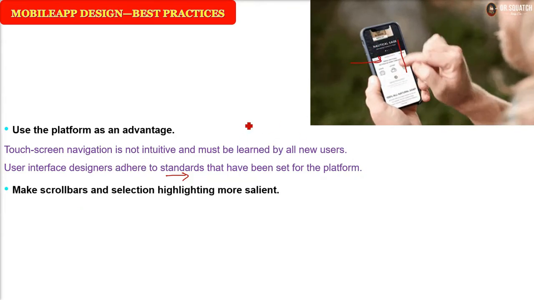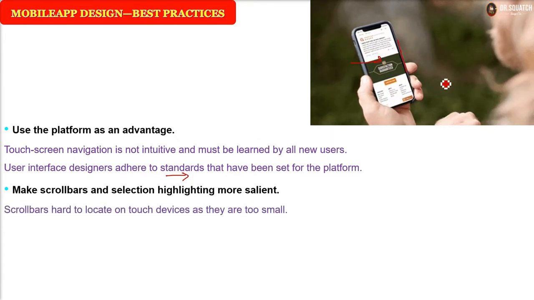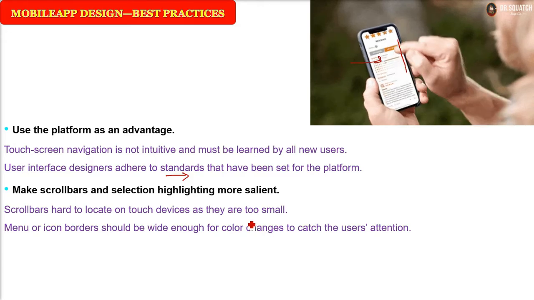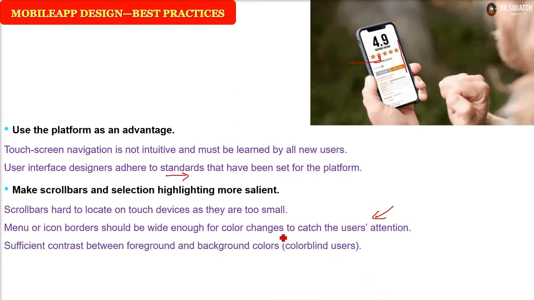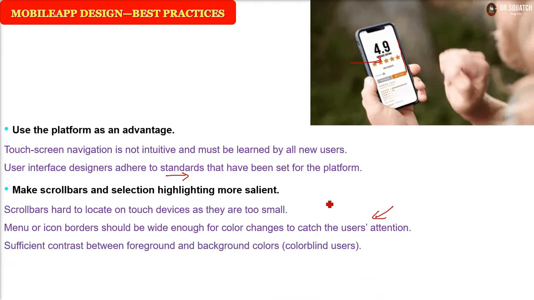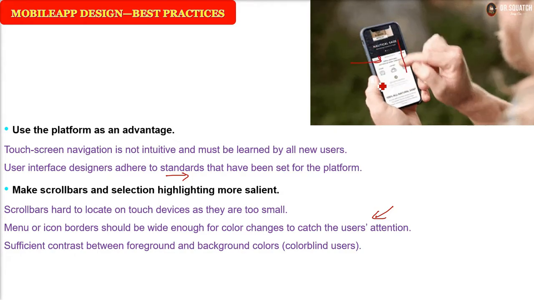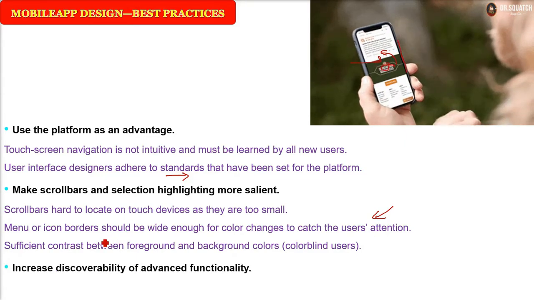Scroll bars are not meant for mobile use or the tablet. They are for your big screens. Scroll bars are very difficult to locate because on touch devices the screens are very small. Menu or icon borders should be wide enough for the color changes because you want the user's attention. For different people, for example, we have colorblind people. So you need to give sufficient contrast between colors in the foreground and the background, because you will then be able to serve the majority of people who want to use it.